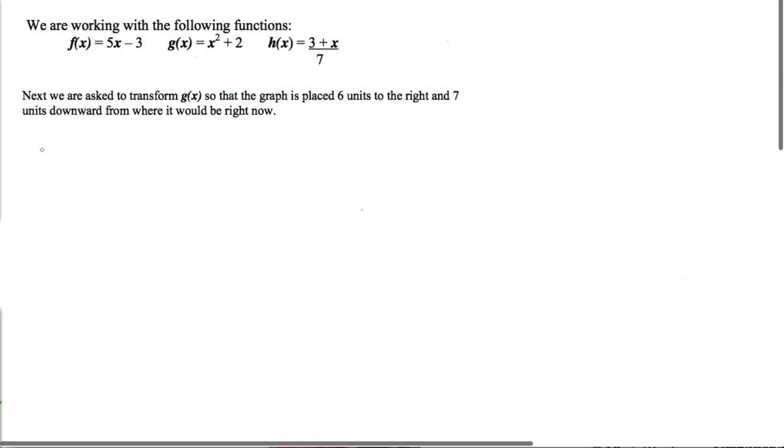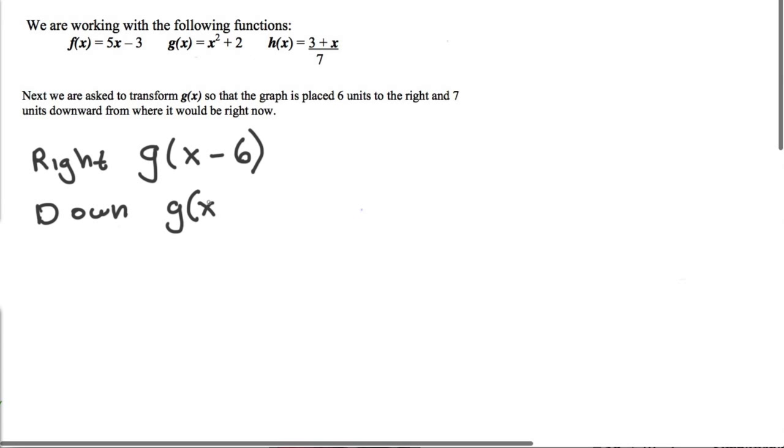Well, to transform 6 units to the right, what you need to do is subtract 6 from the x portion of the function. Okay, that's going to move it 6 to the right. If you wanted to move it to the left, you would add 6. And then to move it down, you need to subtract 7 from the entire function.